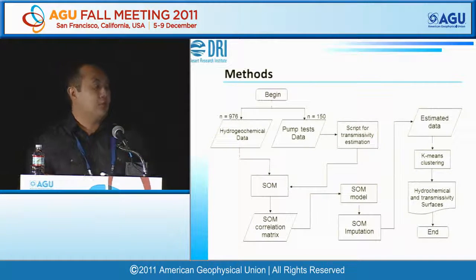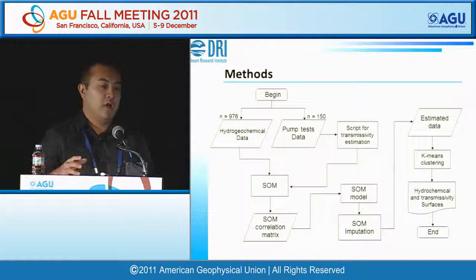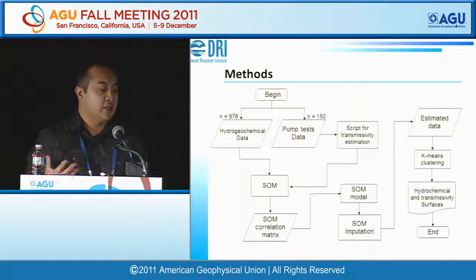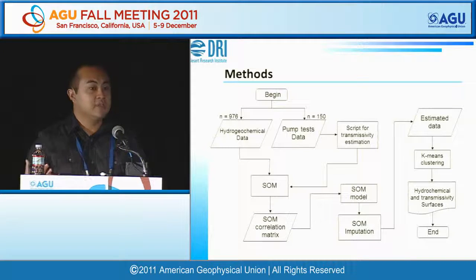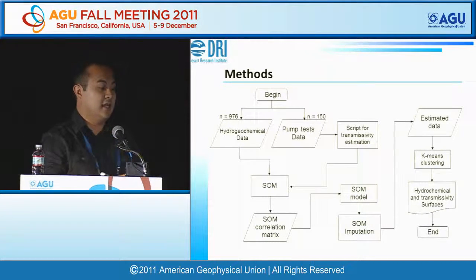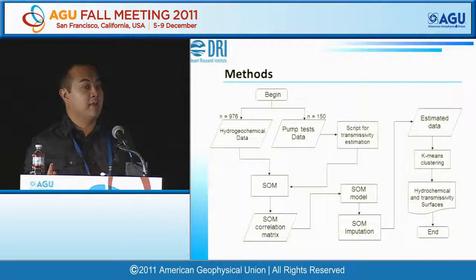This is the procedure that we followed to achieve our goal. We had two different data sets: a hydrochemical data set, and pump test data from a much smaller data set, which we used to calculate transmissivity with a MATLAB script, based on specific capacity values. These two data sets were processed through the self-organizing maps, where we obtain the correlation matrix and the self-organizing map model, and then we obtain the estimated data for the table.